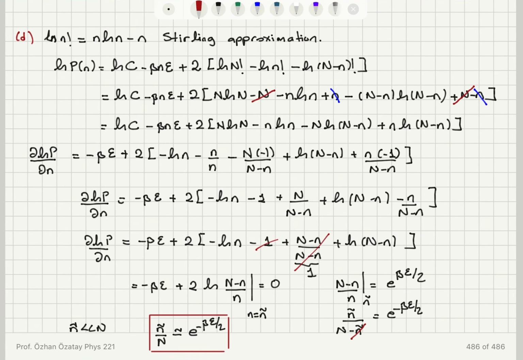When we take the natural logarithm of the probability and take its derivative with respect to n, set it equal to 0, we find the most probable n value, the most probable number of atoms in interstitial positions. And we see that using Stirling's approximation, the most probable value of n is capital N multiplied by e to the minus beta epsilon over 2.